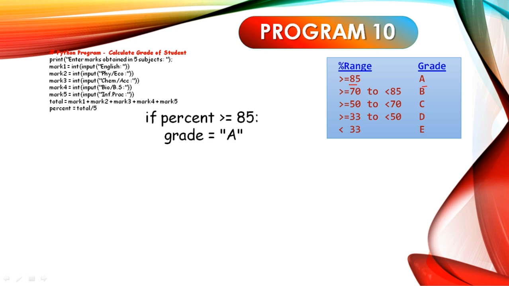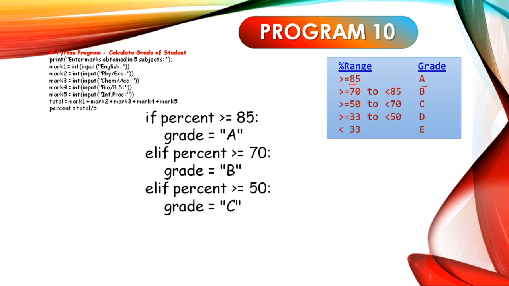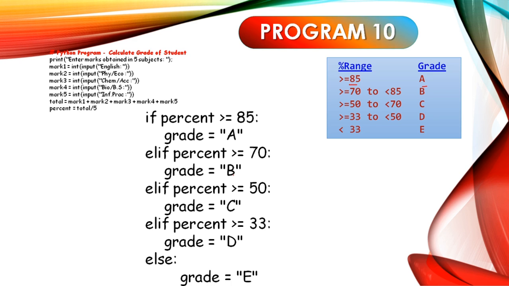Next we have to check whether it is between 70 and 85. Already we have checked whether the percentage is greater than 85, so we have to check only the marks in between 70 and 85. We can give the condition as elif percentage greater than or equal to 70, grade equal to B. The next condition, elif percentage greater than 50, grade equal to C. Next, percentage greater than or equal to 33, grade equal to D, and else grade equal to E. So all these 5 conditions are evaluated using the if elif block.